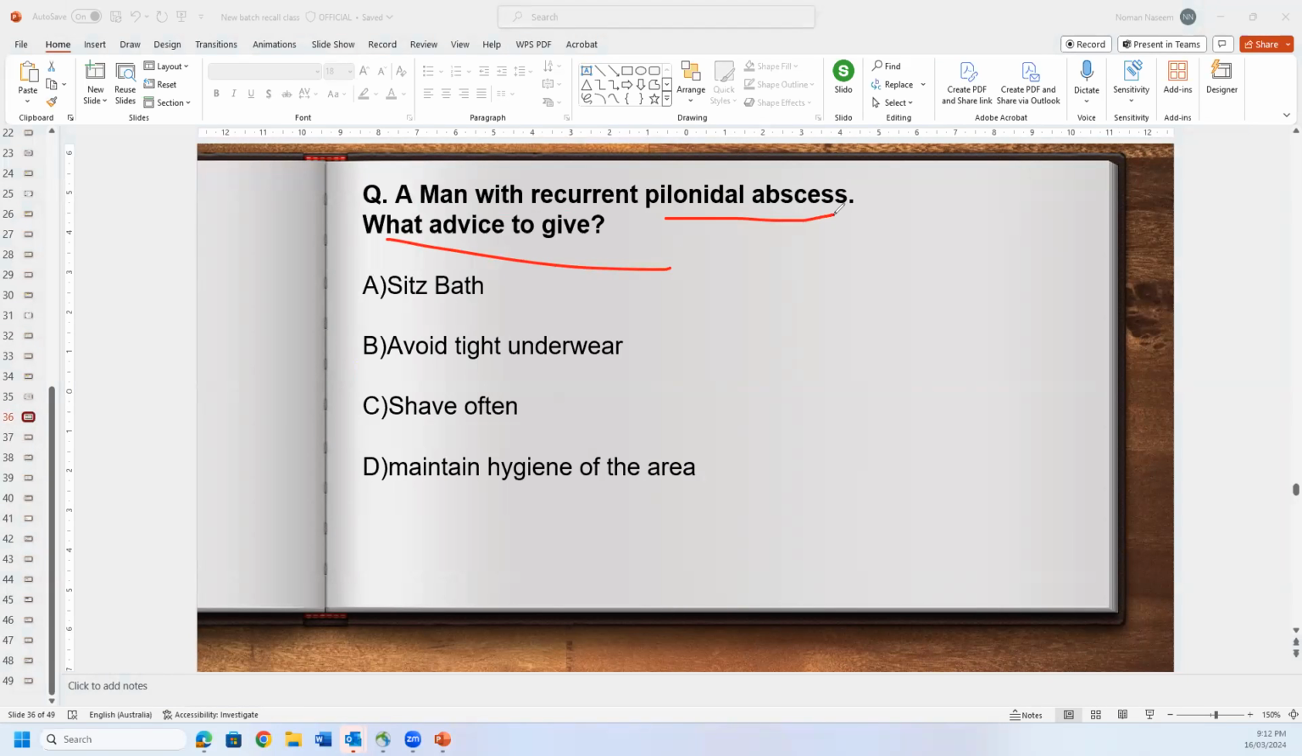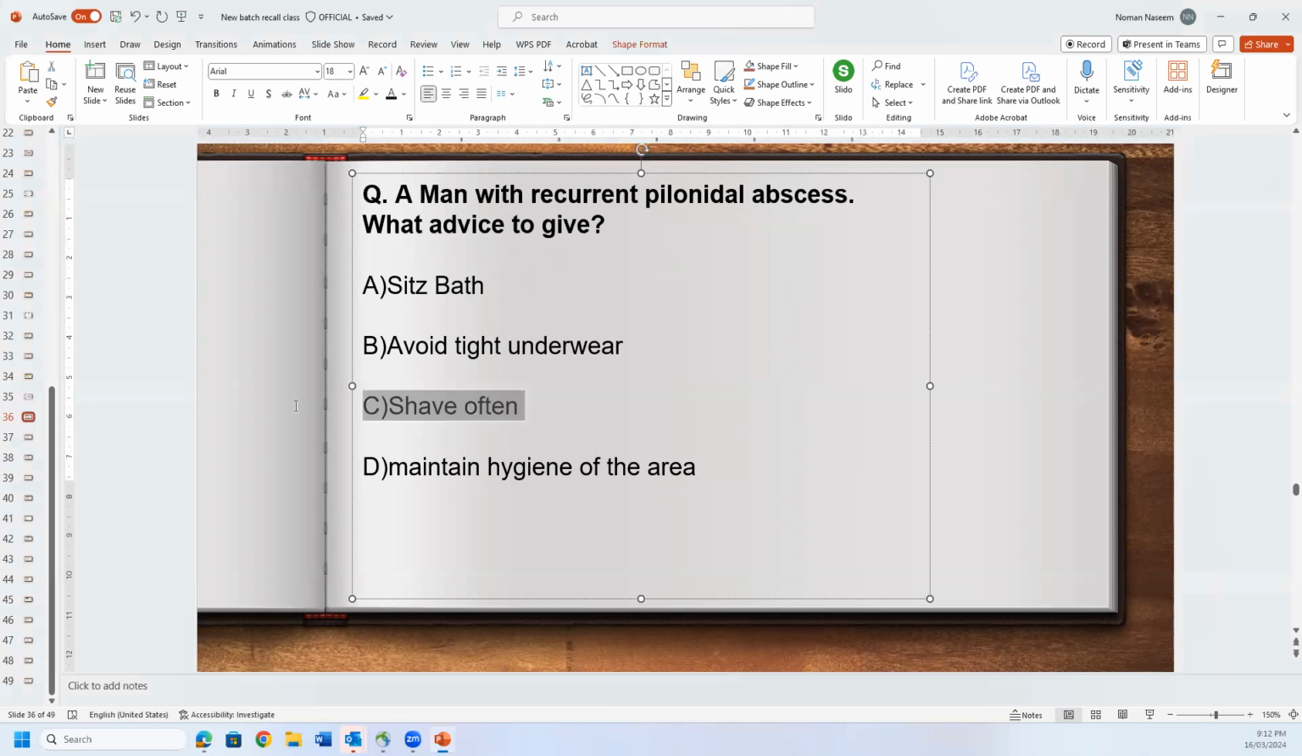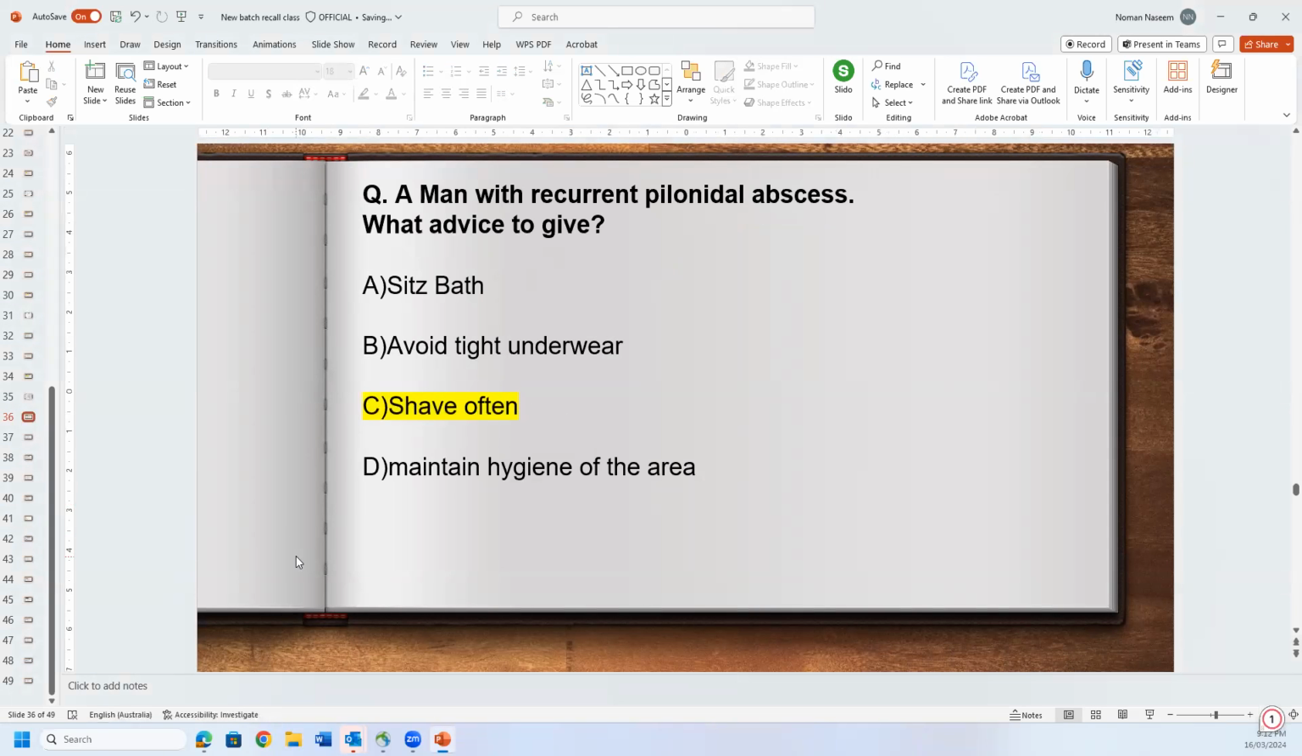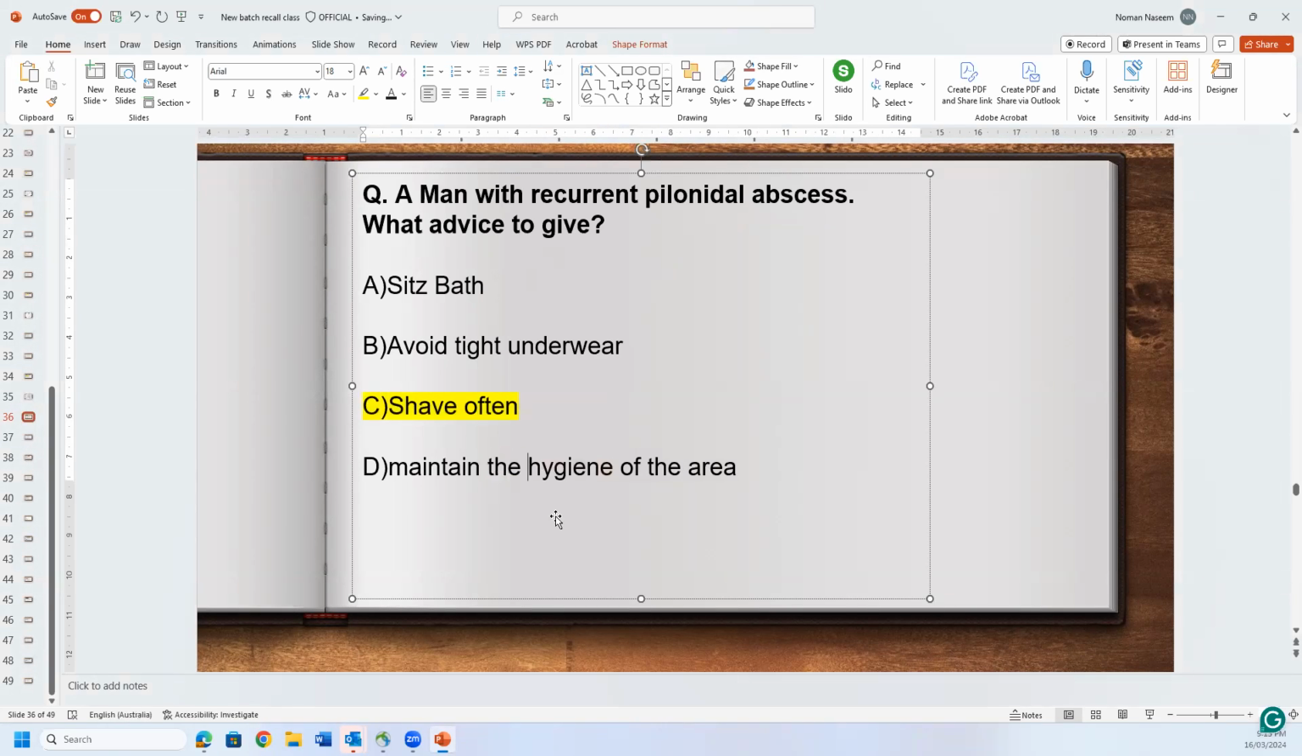If it's happening recurrently, we need to tell the patient that they need to shave often, because pilonidal sinus is caused by the hair follicles, impaction of the hair within the sinuses, right? So we need to ask them to shave, clean the area, remove the hair. Because if there is no hair, there will be no impaction of the hairs in that area, leading to formation of sinus, leading to formation of the pilonidal abscesses.